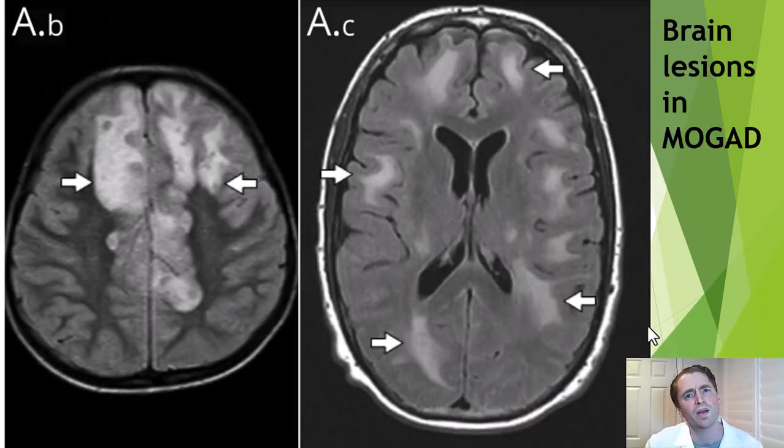These are some more brain lesions in MOGAD. You can see they're diffuse, fluffy, and fill up the gyri, going right up to the cortex, but sparing the gray matter, very atypical of a condition like multiple sclerosis. However, in rare cases, MOGAD can involve the cortex.